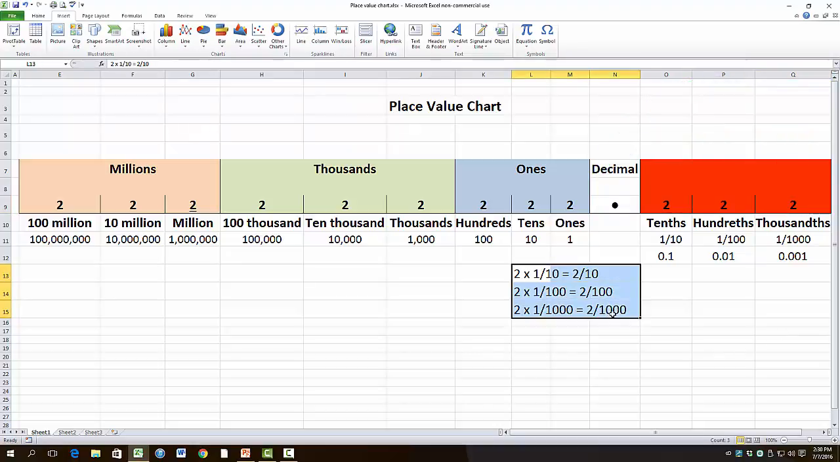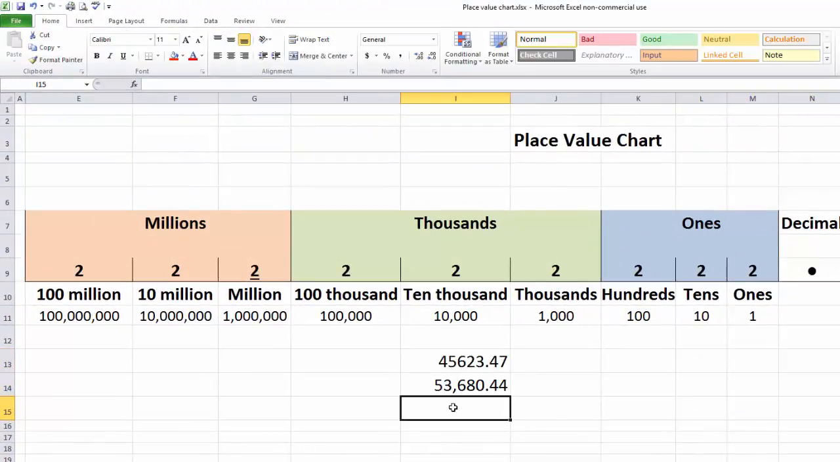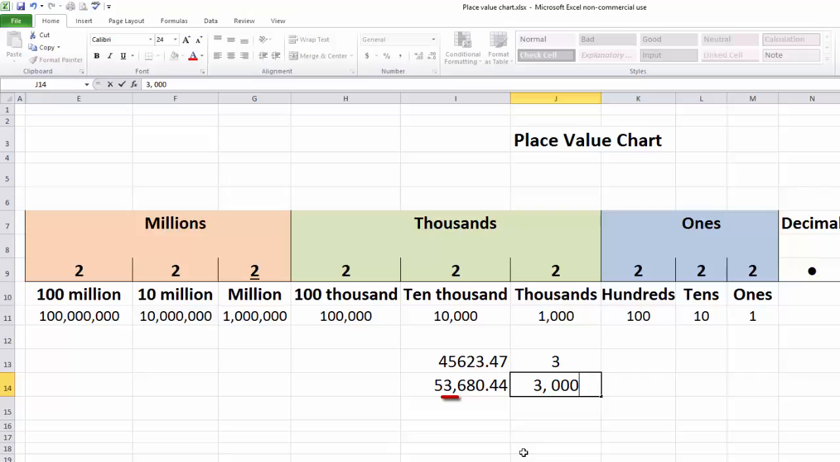So what happens if we have to compare a few numbers? Let's make up a number here. All right, I've made up 2 numbers. We have 45,623 and 47 hundredths as my top number, and 53,680 and 44 hundredths as my bottom number. Now let's compare the size of the 3 in both numbers. In the top number, the 3 is in the ones place. That means that it actually has a value of 3. In the bottom number, the 3 is in the thousands spot. So the 3 in 53,000 actually has a value of 3,000 because it is in the thousands place value.